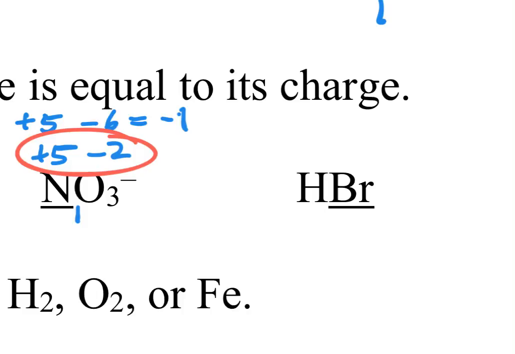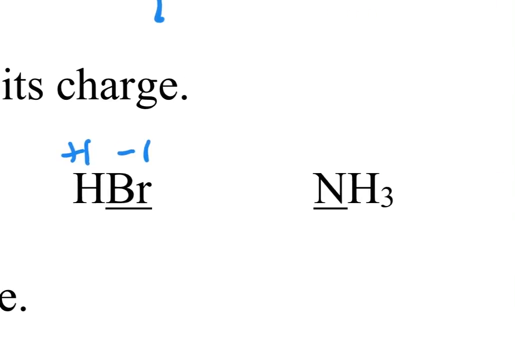HBr, this one's pretty quick and pretty easy, so that's going to be +1 for the hydrogen, -1 for the Br. NH3, +1 for the hydrogen because it's with a main group element, so it's going to lose the electrons for a total of +3. Ammonia is neutral, so the nitrogen has to bring -3 to the party. There's 1 nitrogen, so its oxidation state is -3.